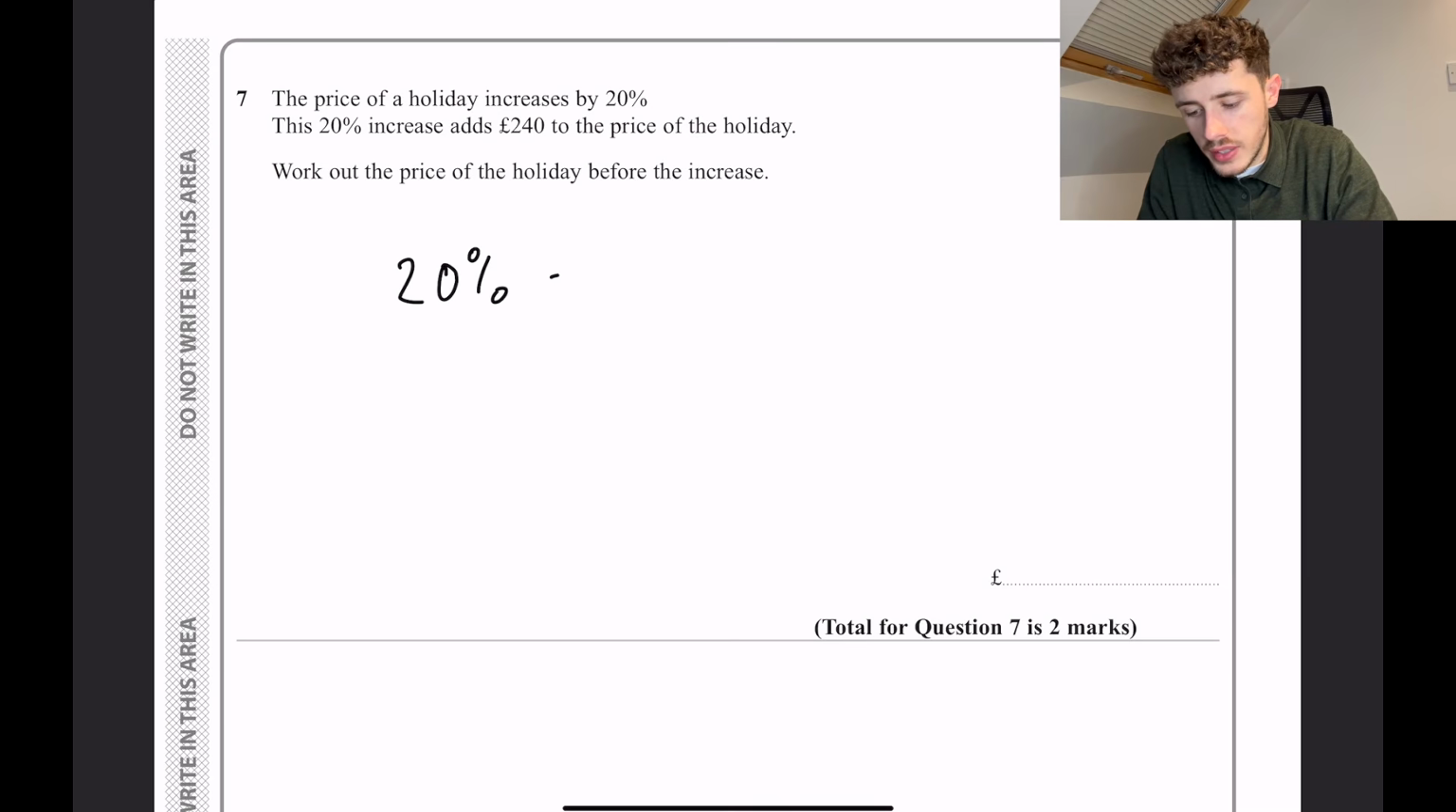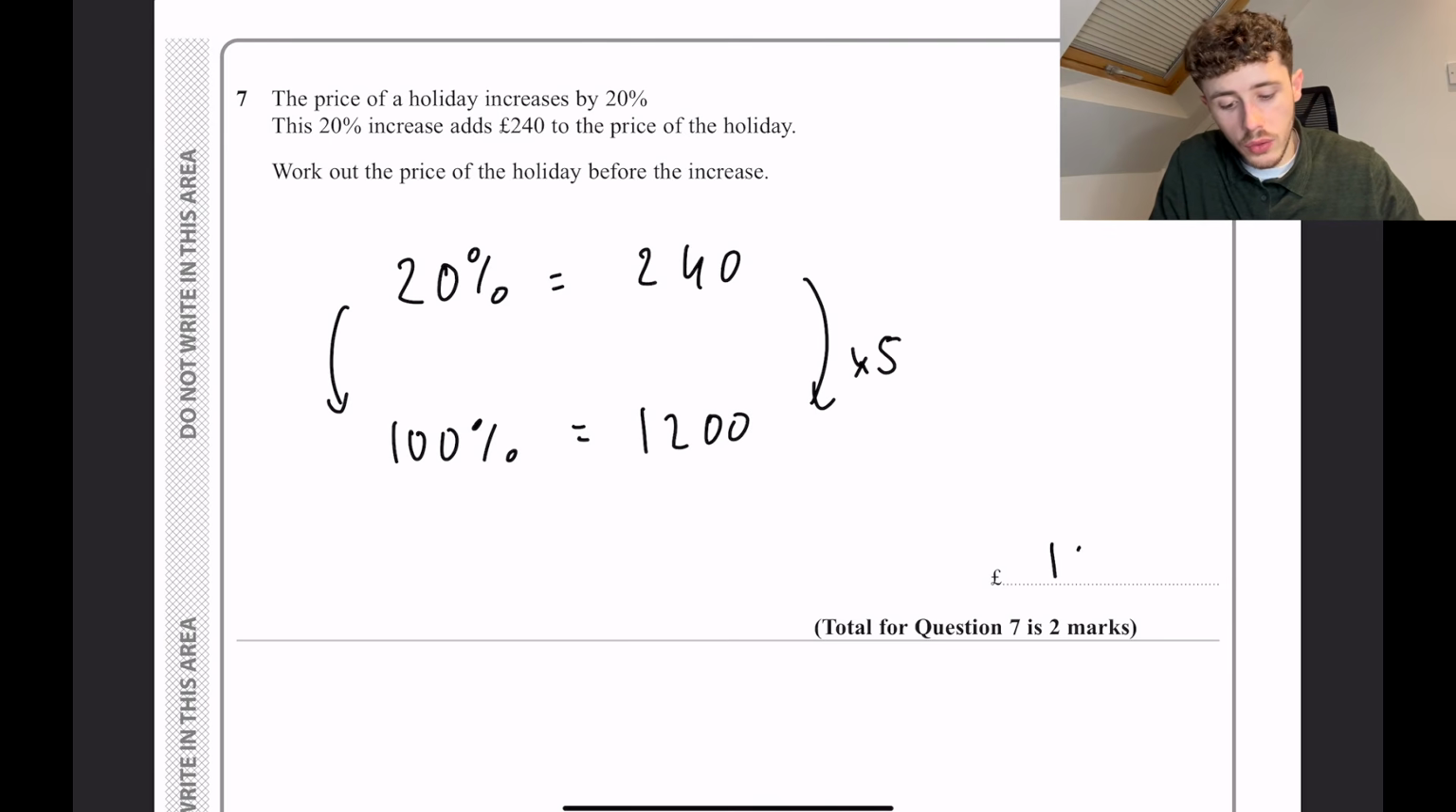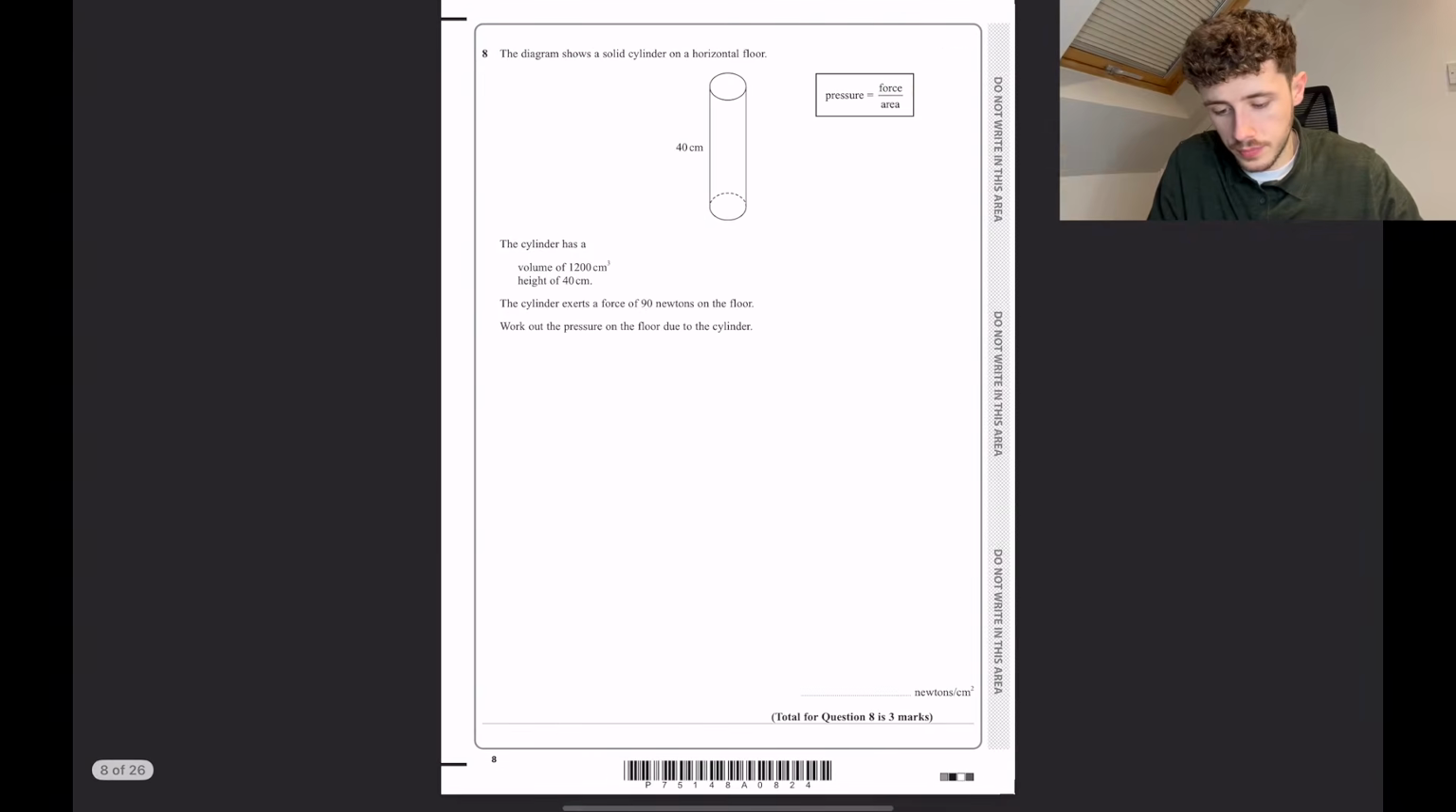So effectively, 20% is equal to 240. So the original price of the holiday is just going to be 100%. So we multiply that by 5 on that side, which means we multiply it by 5 on this side as well, and that's going to give you £1,200.